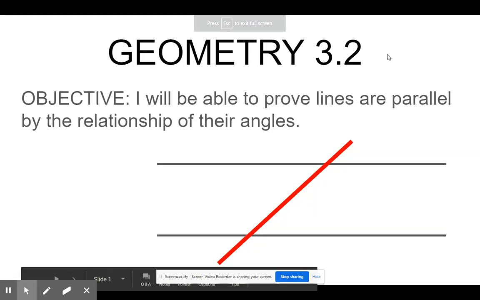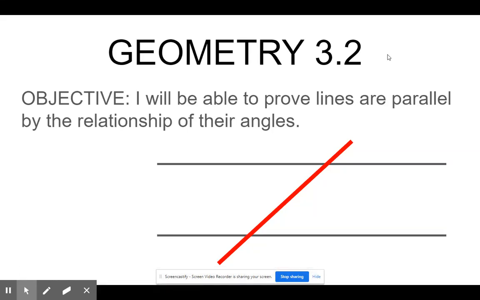Welcome to Geometry Notes 3.2, the bonus edition. In these objectives, you will be able to prove lines are parallel by the relationship of their angles. Now, you have already practiced the relationship angles and identifying them.